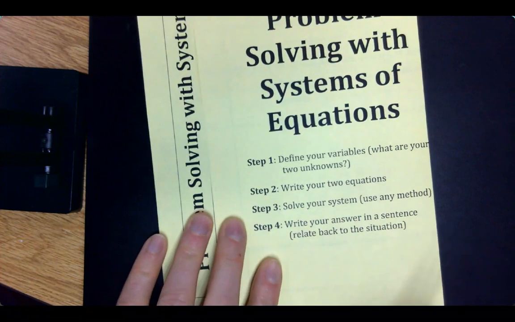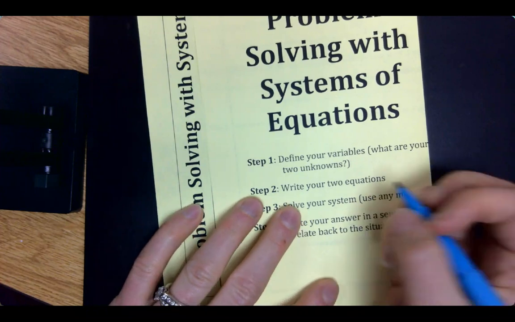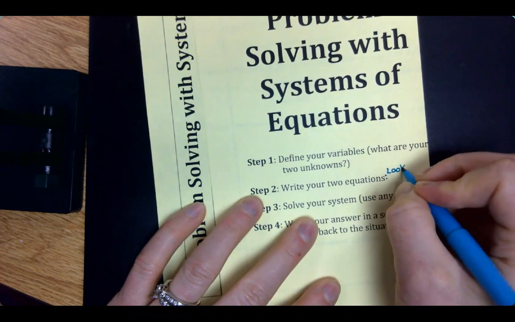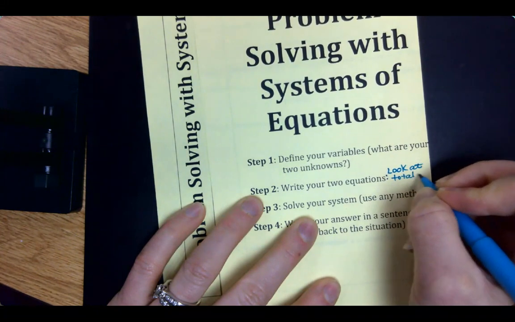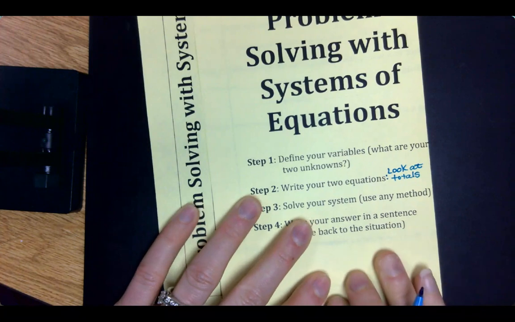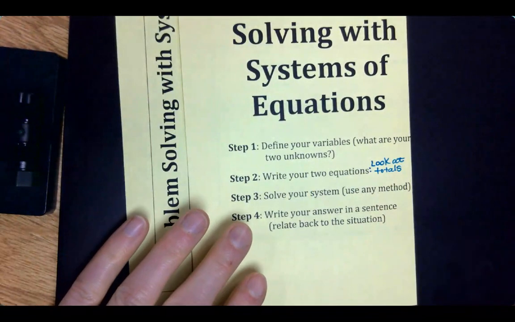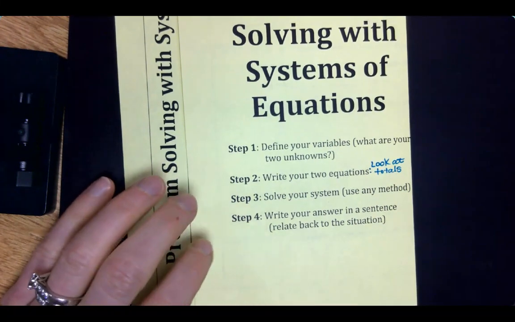Step two, you're going to write your two equations. So you have to determine what the two totals are. So I'm going to put look at totals. So it'll say the total number of people is, or the total amount is. That's going to help you write your equation.